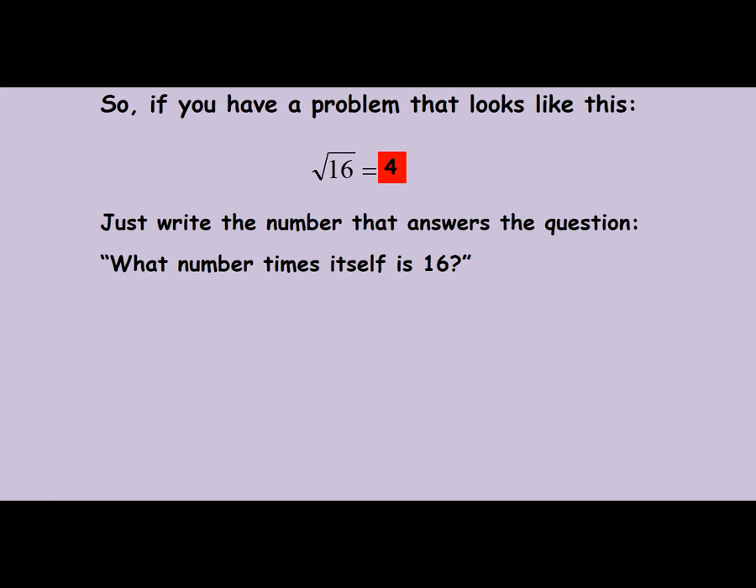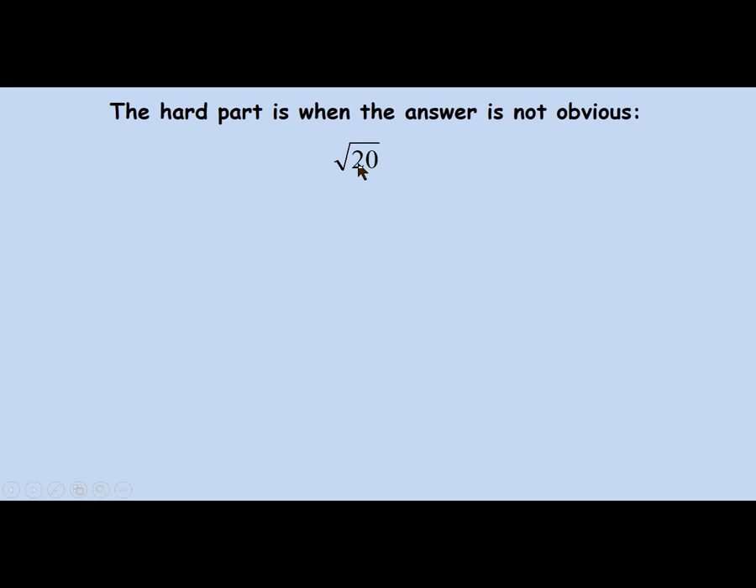Those are the easy problems, but we do have some harder problems we're going to have to deal with. And that's when we have a problem like this, the square root of 20. What number times itself is 20? And the answer is, it's nothing nice. No integer times itself is going to be 20. So what we have to do is deal with what we do when it doesn't turn into a nice number.